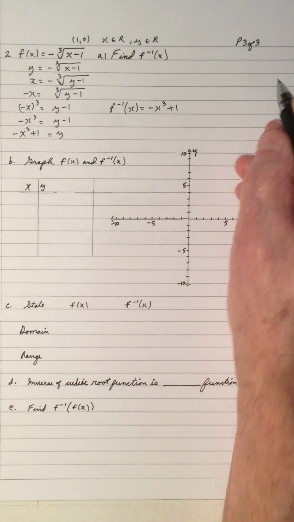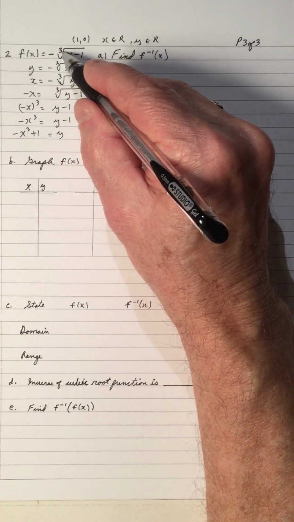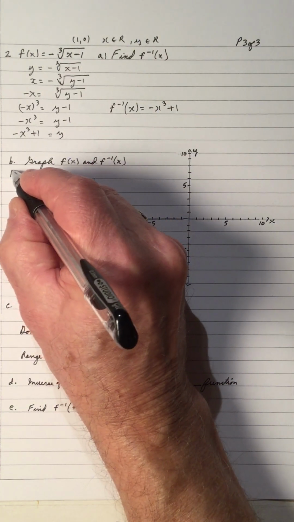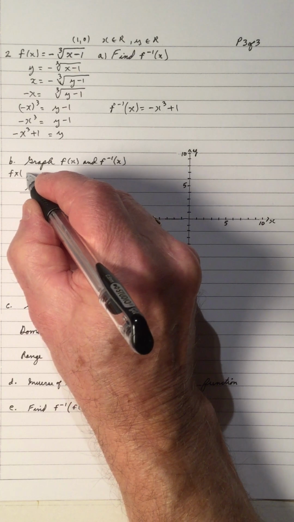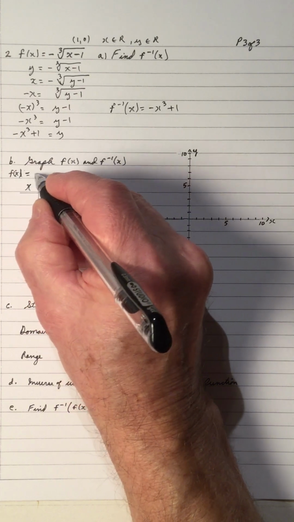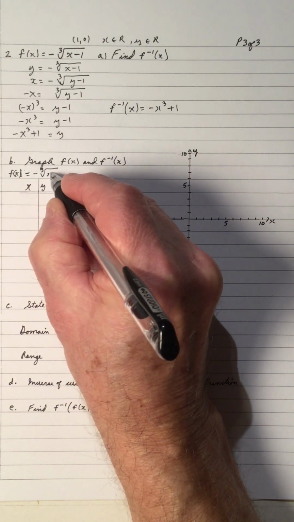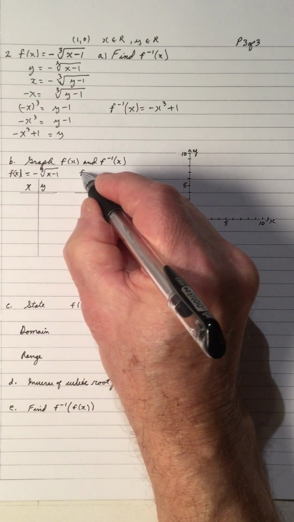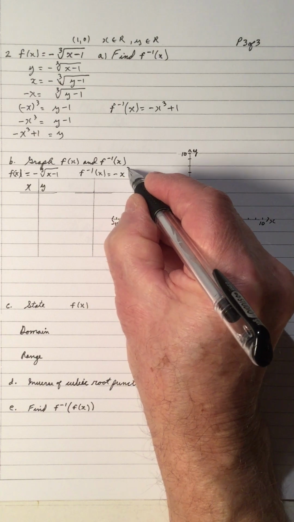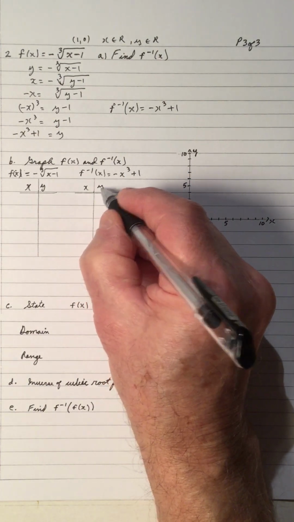Okay, now we want to graph. We have the inverse found. Again, this is a cube root, and the inverse is a cube. Perfect. And the f of x, I just want to write the equation, is the negative of the cube root of x minus 1. And f to the negative 1 is negative x cubed plus 1. Make that an x and a y.